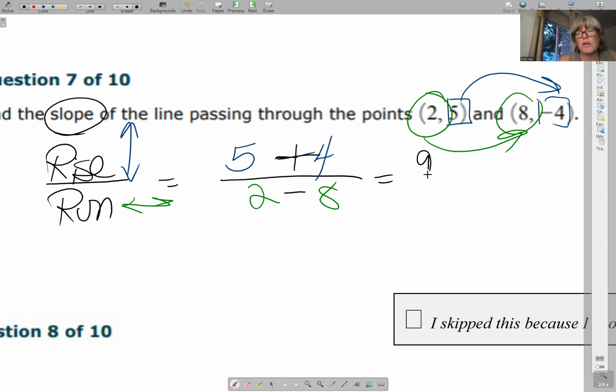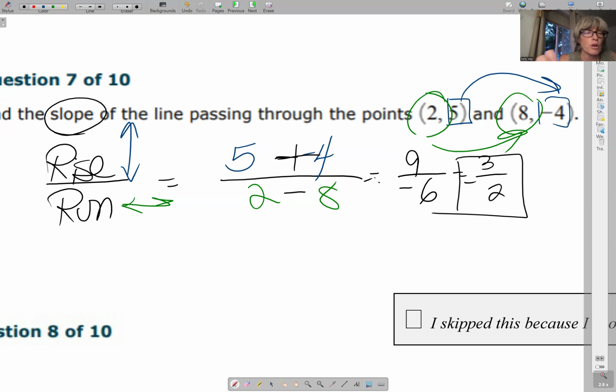Double negative makes a positive, that's 9. Excuse me, not negative 4. 2 minus 8 is negative 6. And say it out loud. So that's positive 9. 2 minus 8 is negative 6, which you can reduce. 3 goes in there 3 times, 3 goes in there twice, and it is a negative 6. y minus y over x minus x.